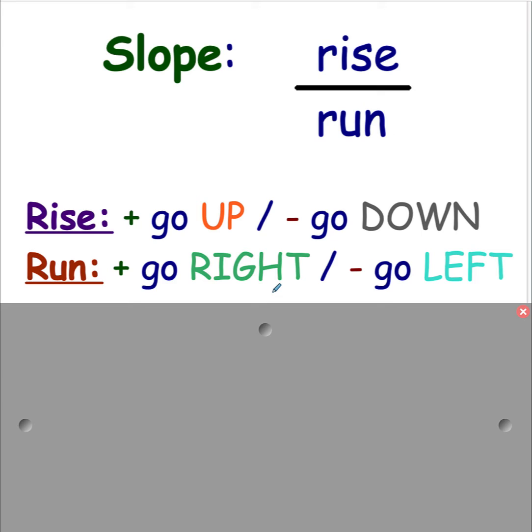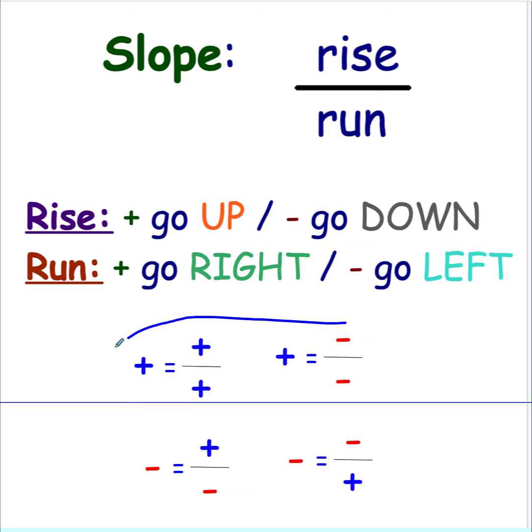Okay, the other thing is that there's two ways to get a negative slope, and there's two ways to get a positive slope. And that depends on where the locations of the negatives are. Okay, so our positive slopes are going to come if both the rise and the run are positive, or if both the rise and the run are negative. Sometimes, for convenience's sake, we may need them both to be negative because we may not have enough room to go and find another point if we continue in positive directions both, okay?